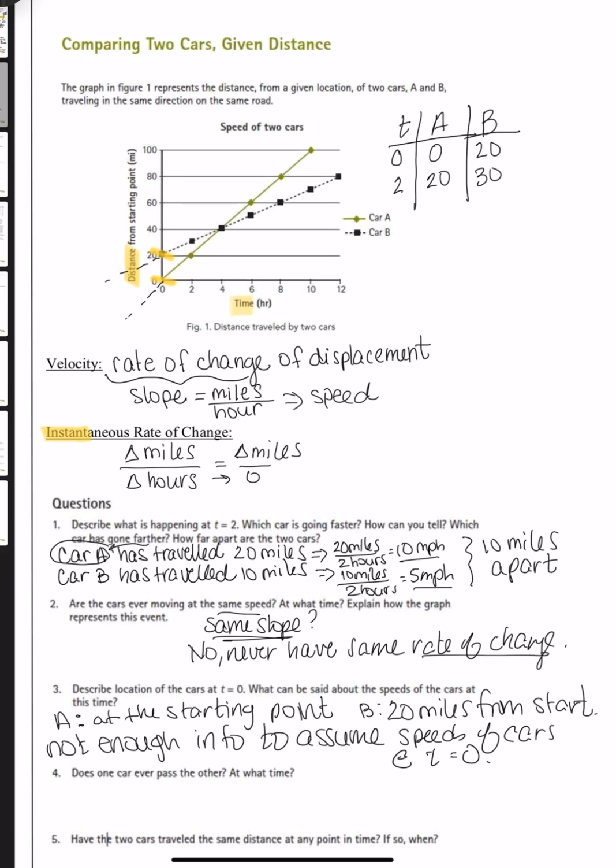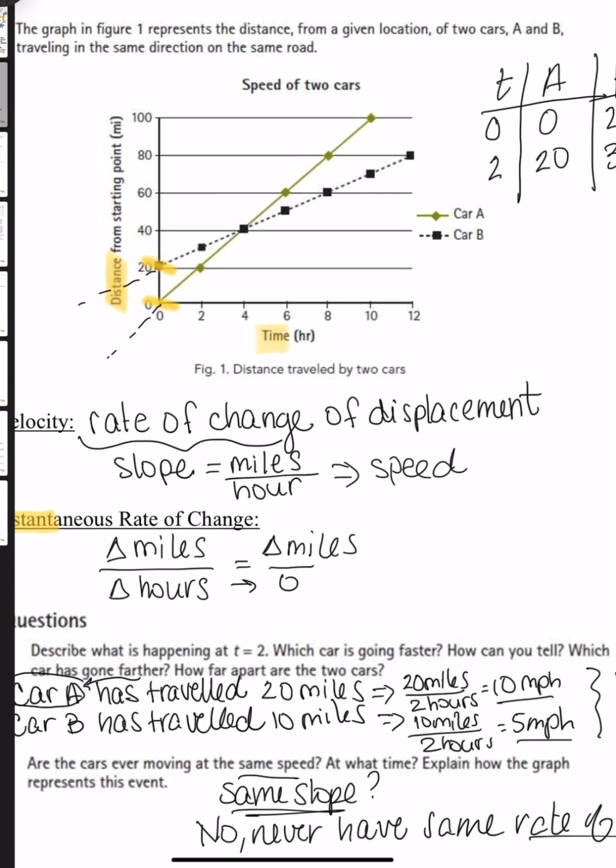So because car A is traveling twice as fast as car B, I would say more than likely it's going to end up passing car B. However, we can then look at the graph and we can say that at 4 hours time, both cars are at 40 miles from the starting point. And then at 6 hours time, car A now looks like it's at 60 miles from the starting point, whereas car B looks like it's at 50 miles from the starting point. So we can then say that car A definitely passes up car B.